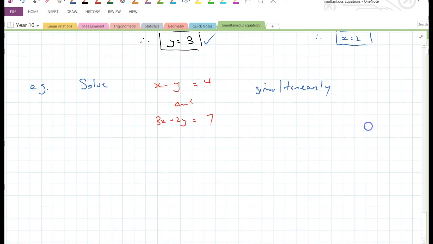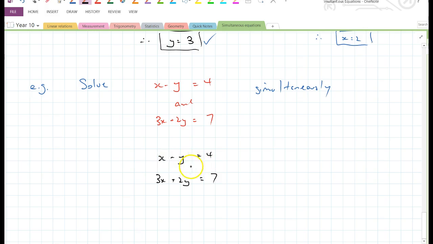Okay, so let's have a look at these two. Again, the method here would be to write the equations one on top of the other. x minus y equals 4, and 3x plus 2y is equal to 7. In this case, neither my x's nor my y's have the same coefficient out the front. We don't have the same number. But what I can do is multiply one of these equations through by something to create that situation.